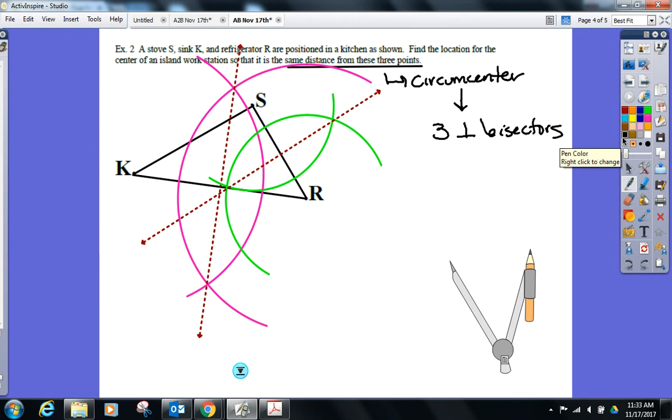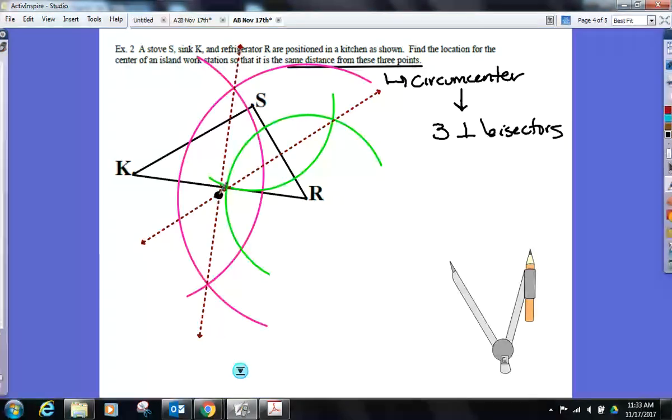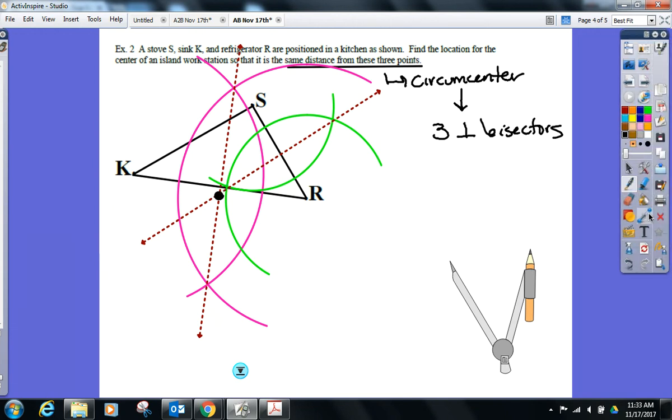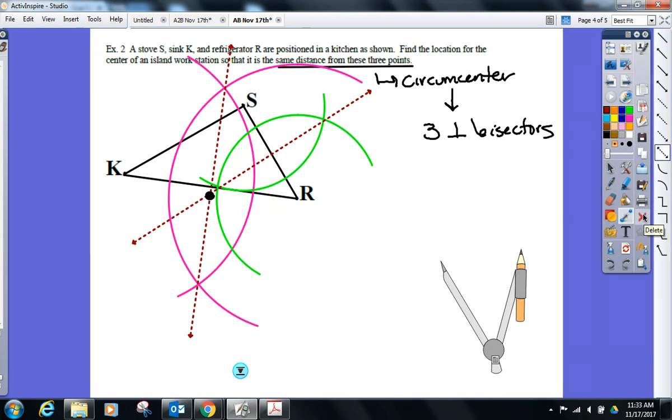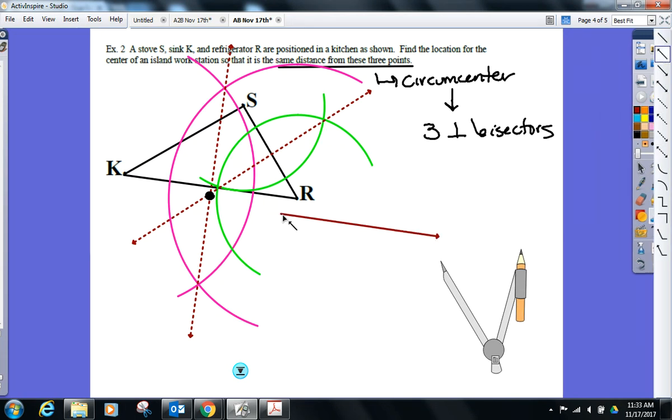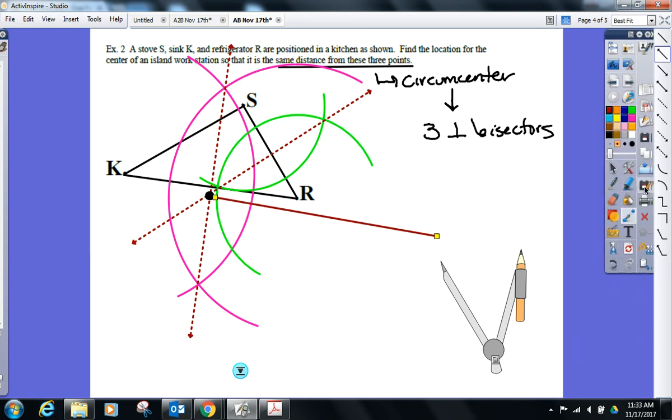And where are we going to put this island? Looks like right here I'm going to put it. That point right there is the same distance from the sink as it is from the stove, as it is from the refrigerator. And make sure you guys just make a little note that that is your island right there.